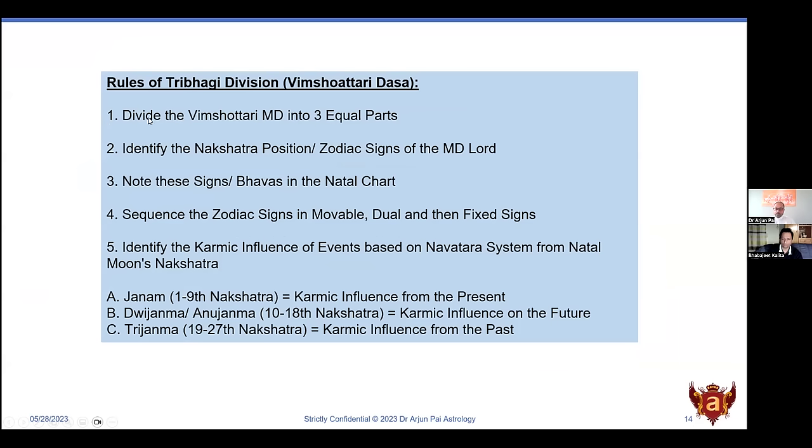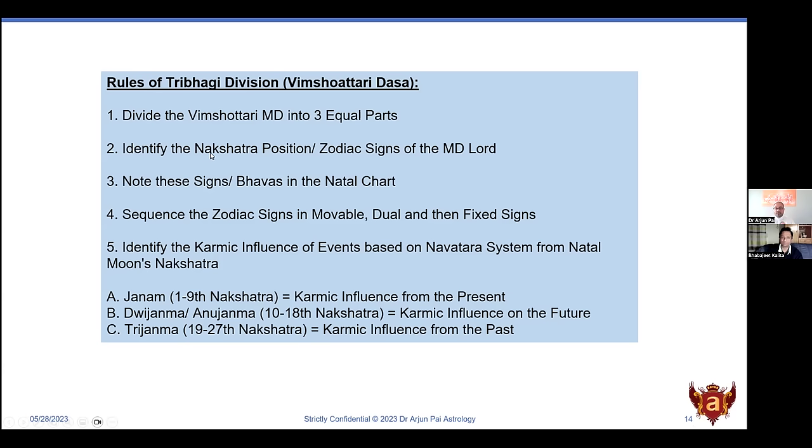So, step number one: divide the Vimshottari Mahadasha into three equal parts. We know the length of each Vimshottari Mahadasha: the Sun is 6 years, then we have the Moon 10 years, Mars is 7 years, Mercury is 17 years, then we have Jupiter 16, then Venus, which is 20 years. Then we have Saturn, which is 19, Rahu, which is 18 years, and Ketu, which is 7 years. So each is equally divided into three parts.